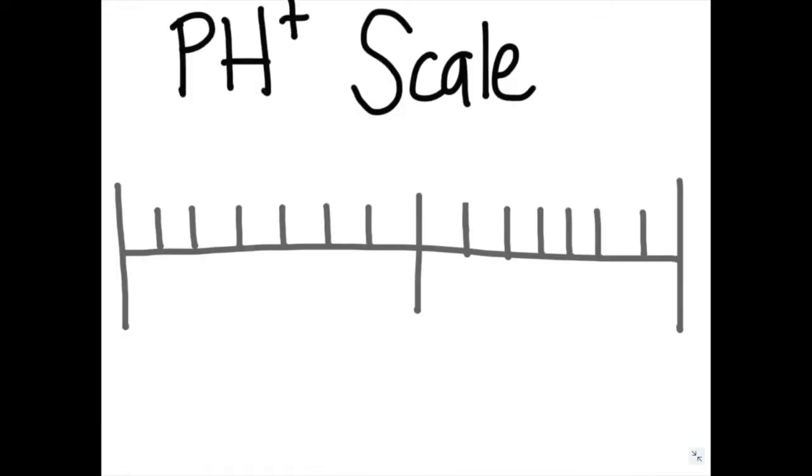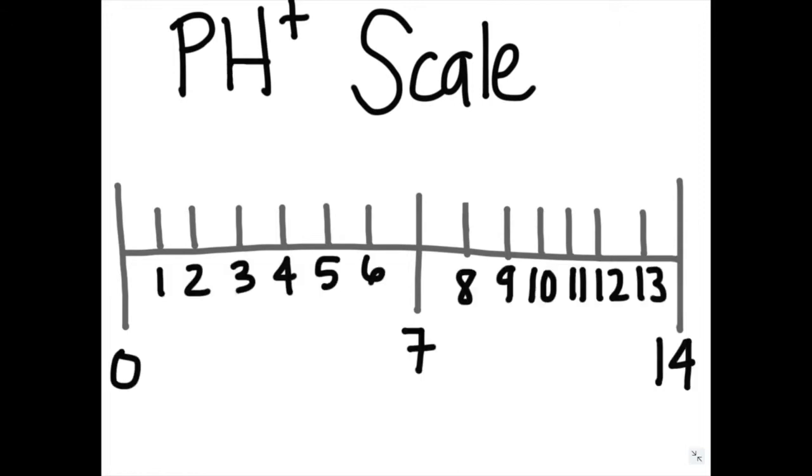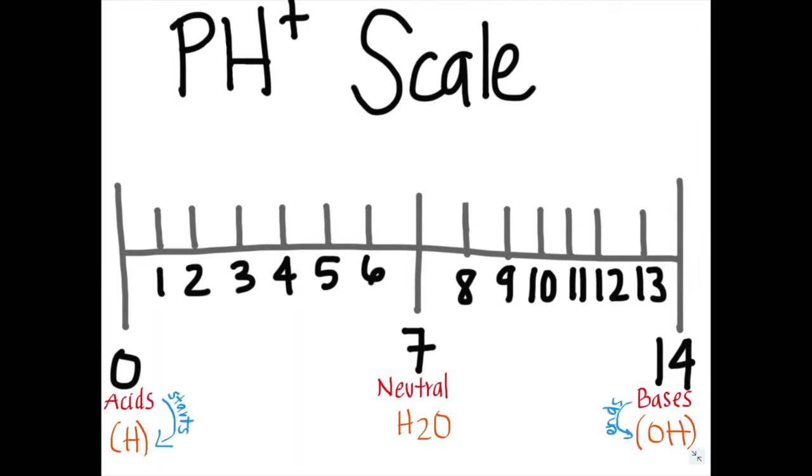Acids and bases are measured with a pH scale. The pH scale is measured from 0 to 14. 0 is acids, 7 is completely neutral, and 14 is bases. So let's name acids and bases.